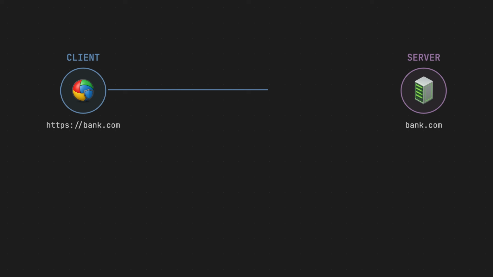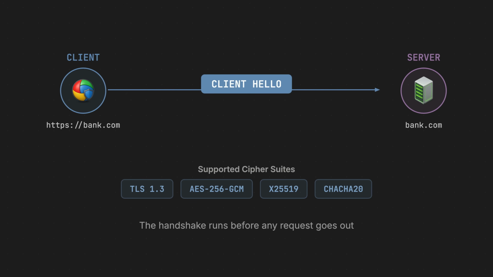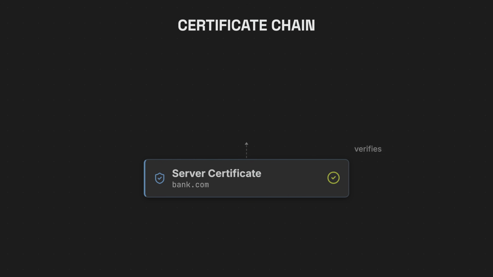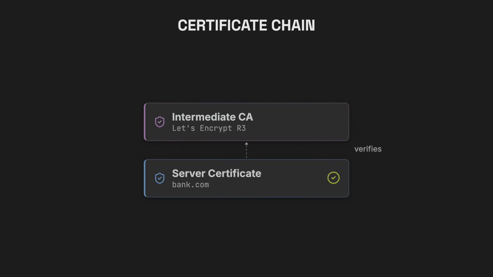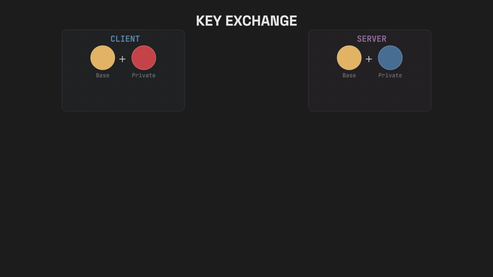Full picture. When you load https://bank.com, the handshake runs before any request goes out. The browser announces what it supports. The server sends its certificate. The browser walks the chain, each signature verified up to a trusted root. Domain matches the SANs, cert is within validity. Authentication passes. Key exchange. Diffie-Hellman math that produces a shared secret without it ever crossing the wire.